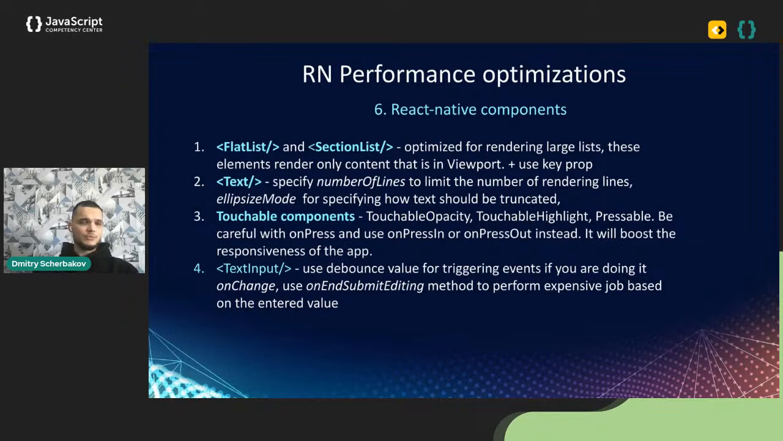So the most common problem is the touchable components: TouchableOpacity, TouchableHighlight, and Pressable. The most common event is onPress. But when it comes to these components, I always ask people to use onPressIn and onPressOut instead, because when you call onPress, the animation for this touchable component will be started, and then you submit an onPress event.